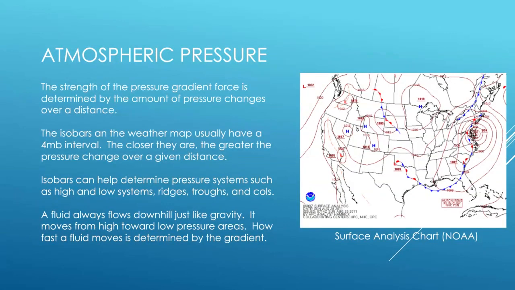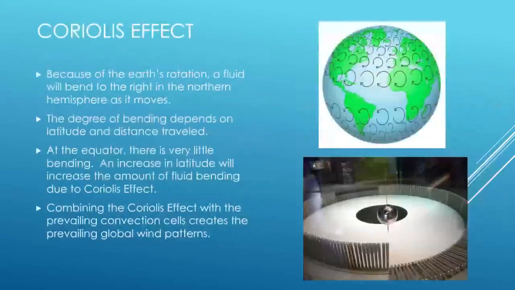All right. A fluid will always flow downhill, just like gravity. It will go from high to low. And how fast it moves will be determined by how much pressure change there is, better known as your pressure gradient. Okay, we already talked about Coriolis effect.